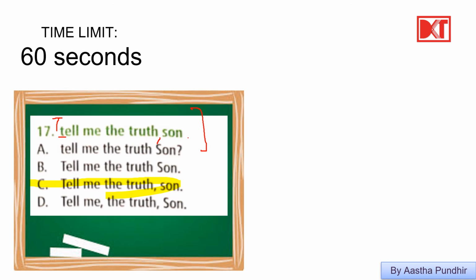C. Tell me the truth, son. Now in the other options, like A, T is not capital. Here there is no comma. This is S. Son is also capital, which is incorrect. Then there is a question mark in the end, which is also incorrect. This is not a question. Then again here there is no comma, and S is also capital, which is incorrect. Then in D, there's a comma which is incorrect, and here S is capital, which is also incorrect. Alright.